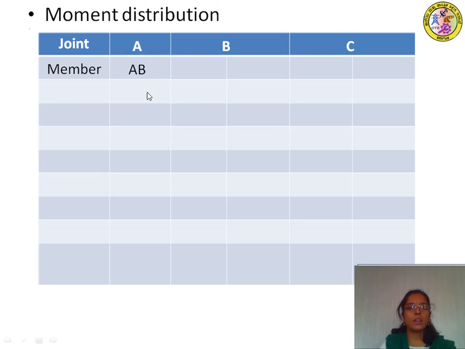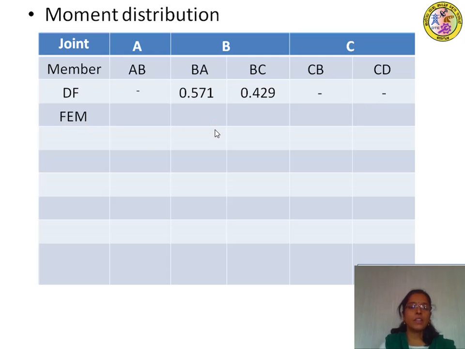The members meeting at the different joints are mentioned in the second row. For joint A, it is member AB, and at B we have member BA as well as BC, and at C, CB and CD are the members meeting at joint C. Next we have the distribution factors. The distribution factor for BA is 0.571 and for BC is 0.429. For C, there will not be any distribution factors.